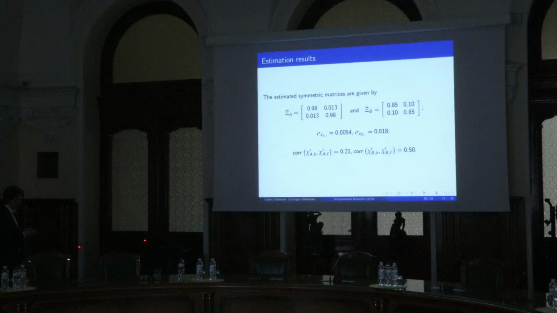So if you do that, you get the following estimates. So A, we require these matrices to be symmetric. So this is the A shock in country H, and this is the A shock in country F. So 0.98, that just means that it's highly autocorrelated. You know, it will be basically the same value next period. And this 0.013 captures spillover. So some of the shock immediately spills over to the other country. And you get something similar for the B shock here. So it's also highly autocorrelated, but less than the A shock. And there are more spillovers.